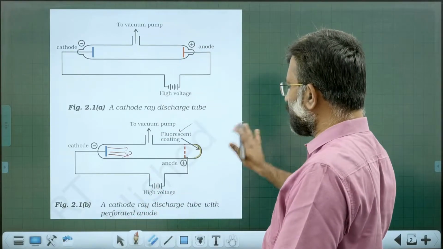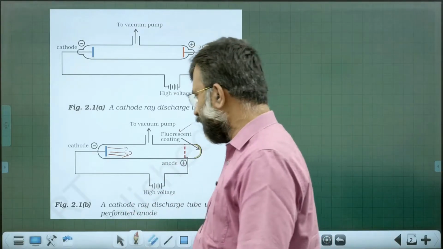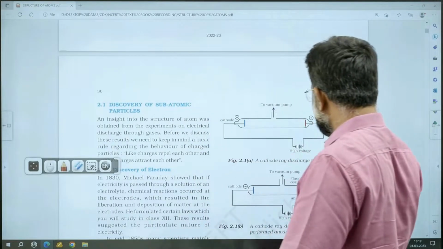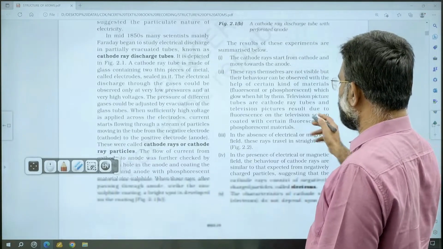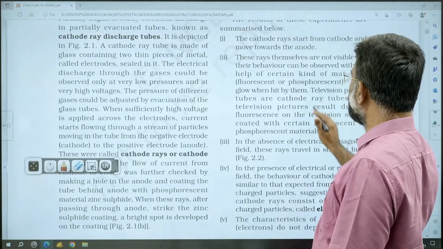These all experiments and facts, it is known to all, and just reviewing, that's all. And there is a topic on characteristics of cathode rays. Hope you remember the cathode rays starting from cathode to and move to anode.